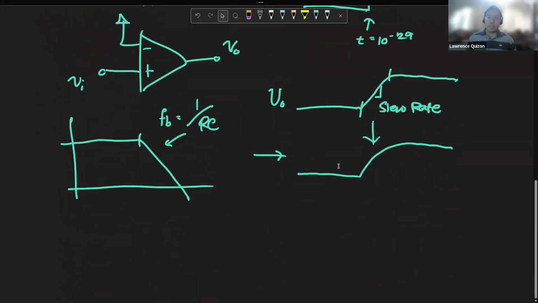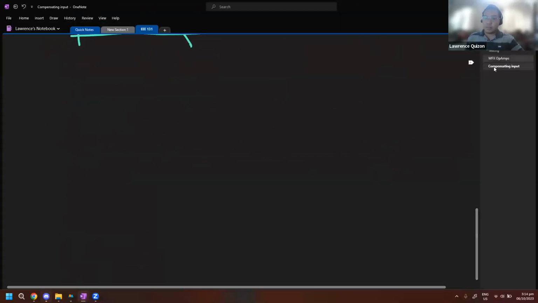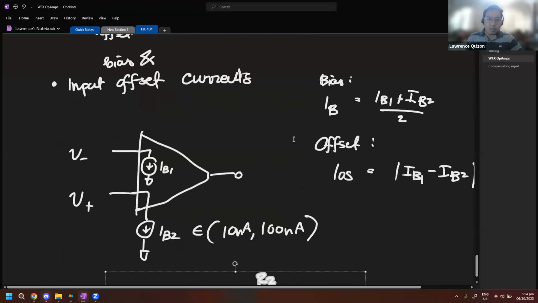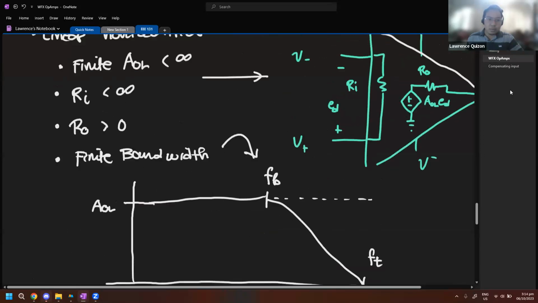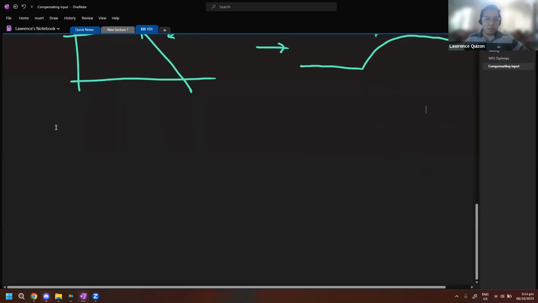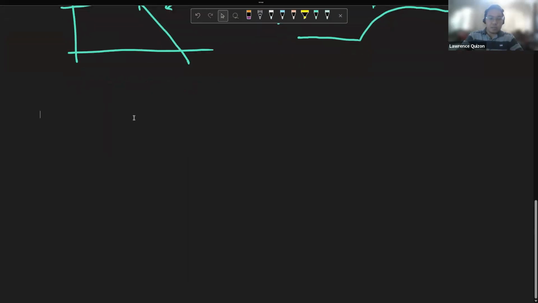And those are your 3 non-idealities. So let me just copy this back into, sige, let's write it all down. So ano meron tayo? Real op-amps have linear non-idealities. Of those, there are 4, no? Rn is not infinite.